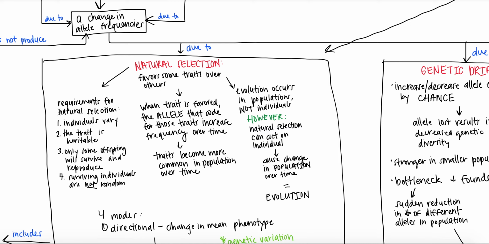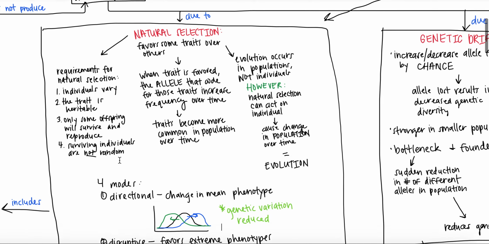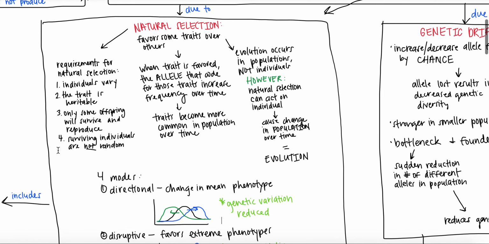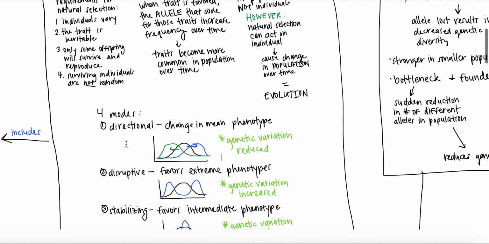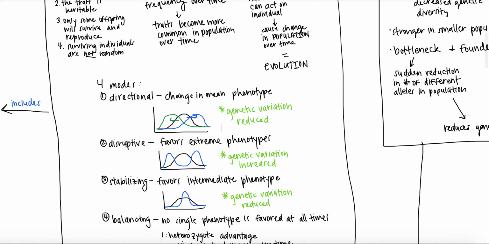So requirements for natural selection are the individuals must vary, the trait must be heritable, only some offspring will survive and reproduce, and the surviving individuals are not random. So the 4 modes of natural selection are directional selection, disruptive selection, stabilizing selection, and balancing selection.